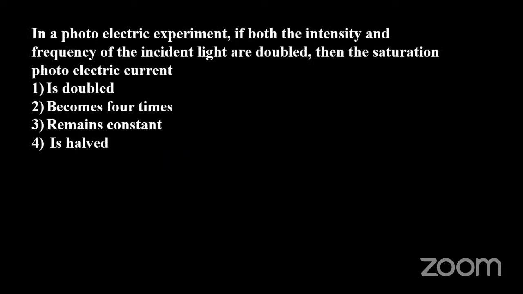In a photoelectric experiment, if both the intensity and frequency are doubled, what happens to the saturation photocurrent? Intensity doubled means the number of electrons increases. Saturation photocurrent is independent of frequency. So the question asks what happens to the saturation photocurrent. If intensity increases, obviously one photon has the capacity to knock out one electron, so it gets doubled.